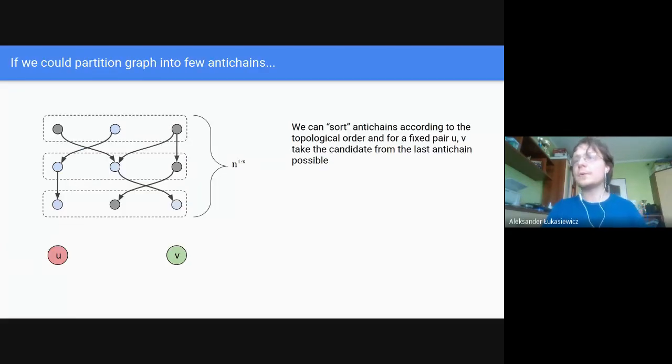So let's say that we could actually partition the graph into a few anti-chains. So actually we can also sort them according to the topological order. And then for every anti-chain, we could extract any candidate, and then take the candidate from the last anti-chain in the topological order. Yeah.